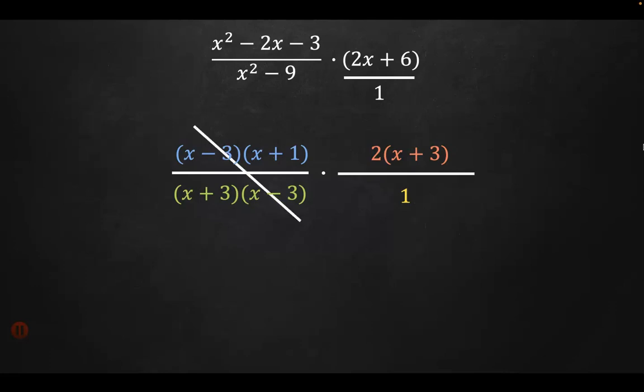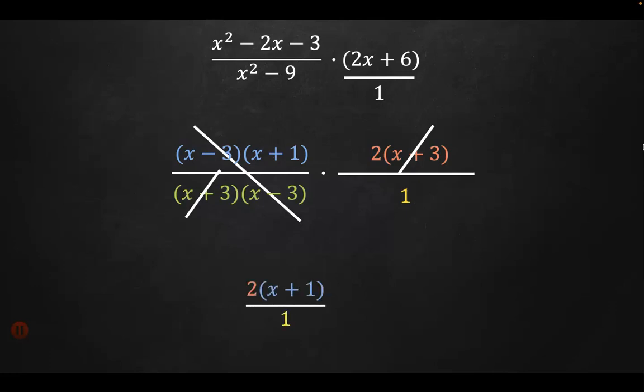Now, I can take the x minus 3s and cancel them out. And then I also have x plus 3. Again, remember, when you're multiplying, it's like these two fractions can be written as one big fraction. So as long as the x plus 3s, one's on the top and one's on the bottom, it's okay. You can still cancel them out.